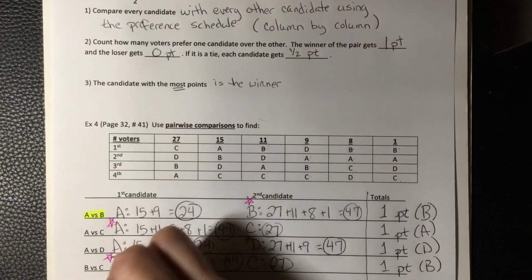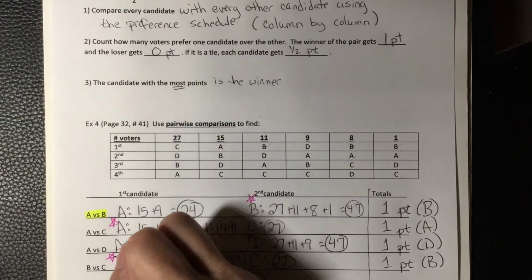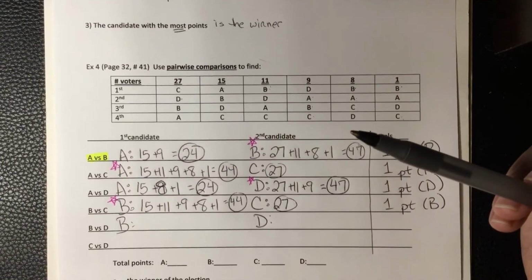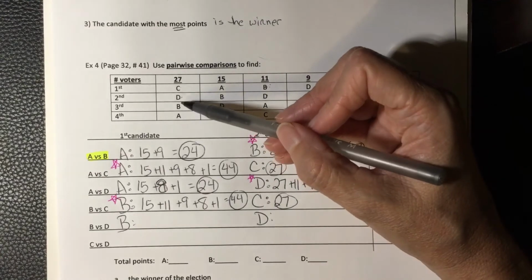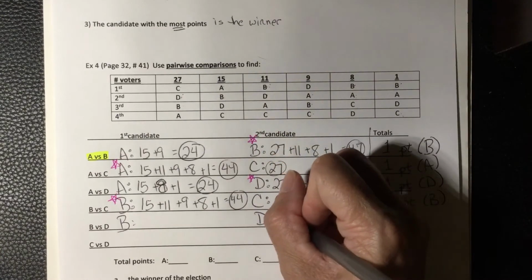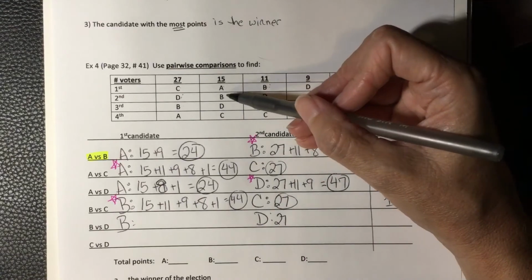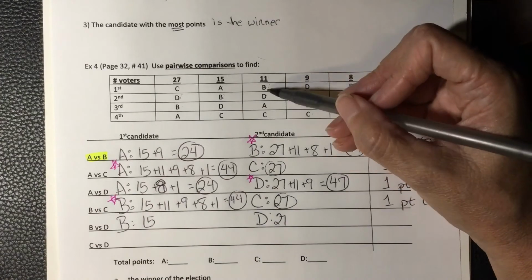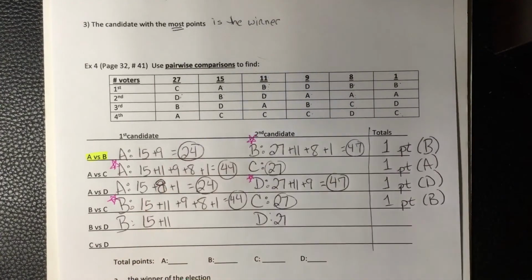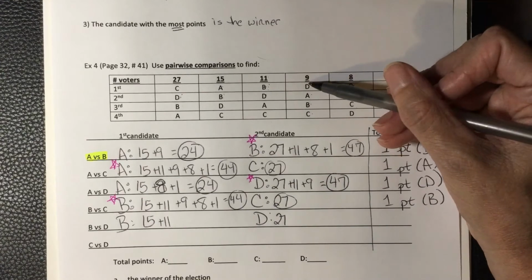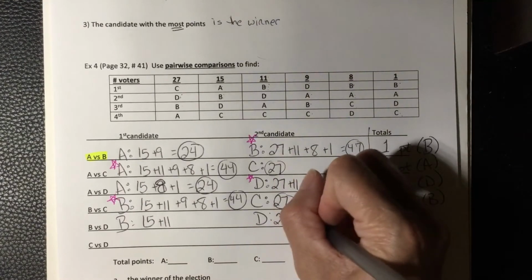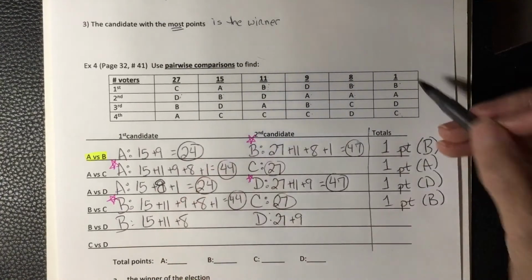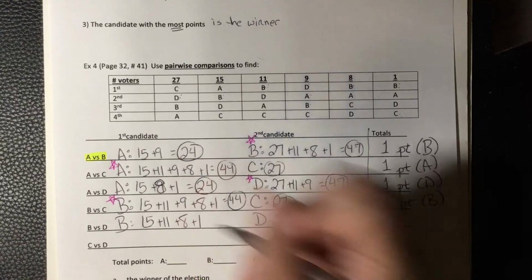All right, so next we're gonna compare B and D. All right, so in the first column, let me scoot that up a little bit. In the first column, D is above B, so we're going to give D the 27. And the next one, B is the winner, so B gets 15. And the next column, B is the winner, so B gets 11. Remember, we're just looking at B and D. And the next column, D is the winner, so they get 9. The next one, B is the winner, so B gets 8. And finally, B is the winner, and B gets 1.